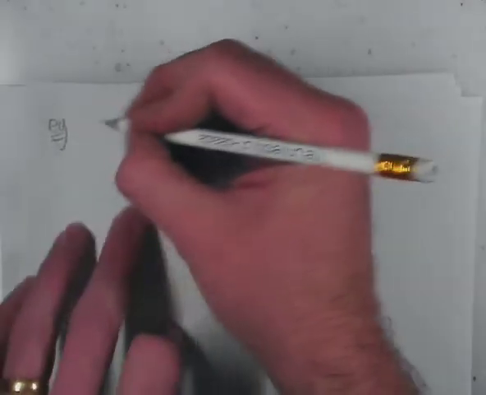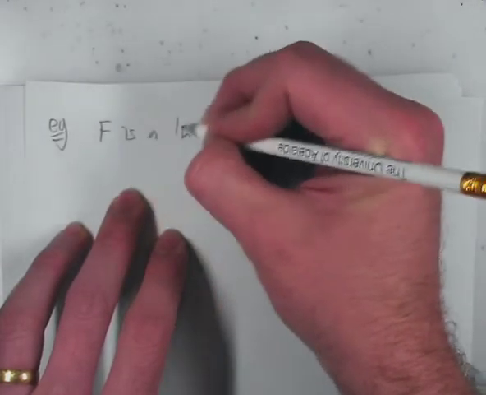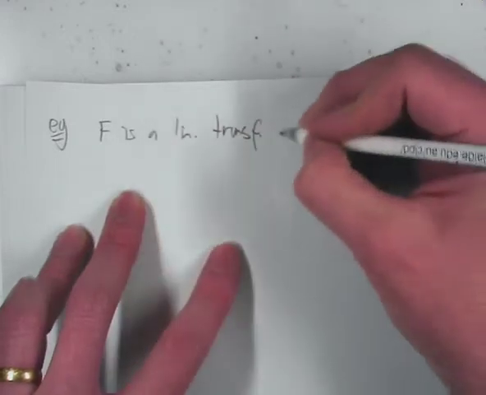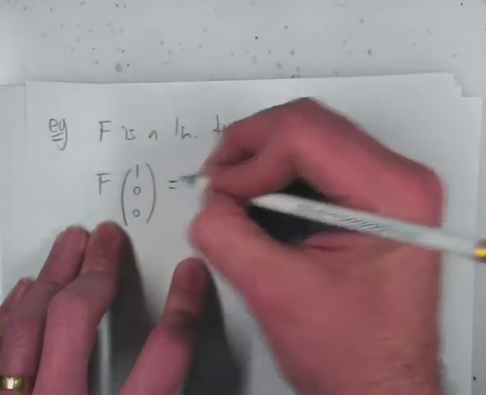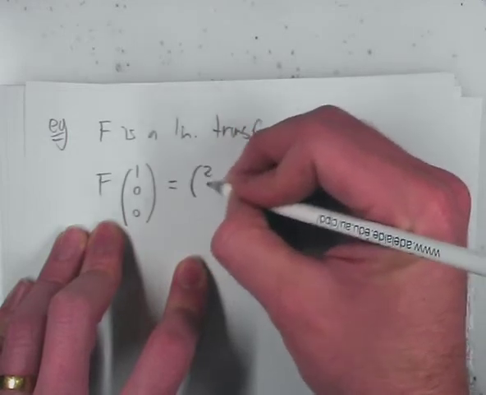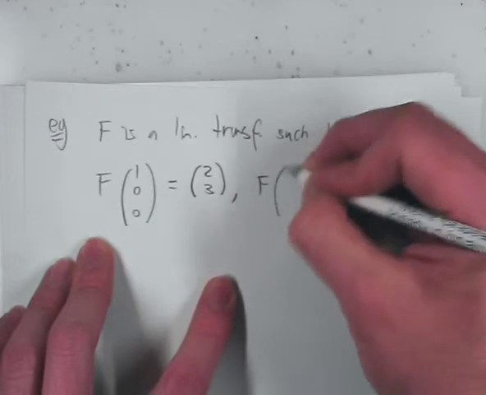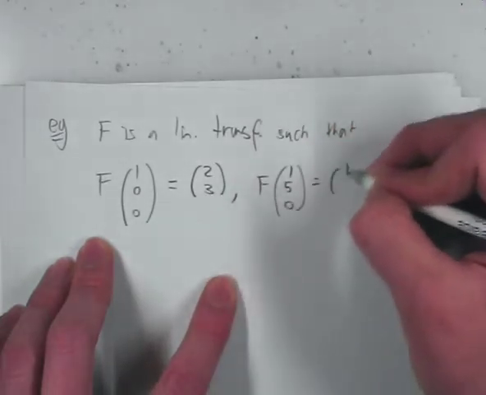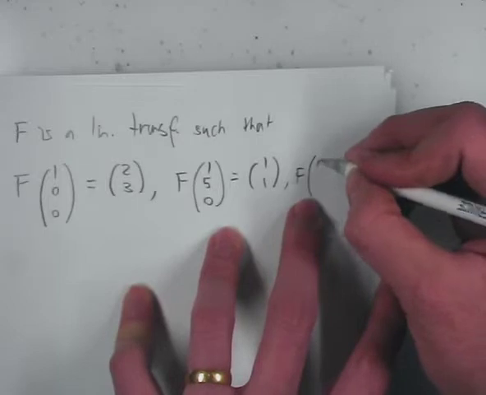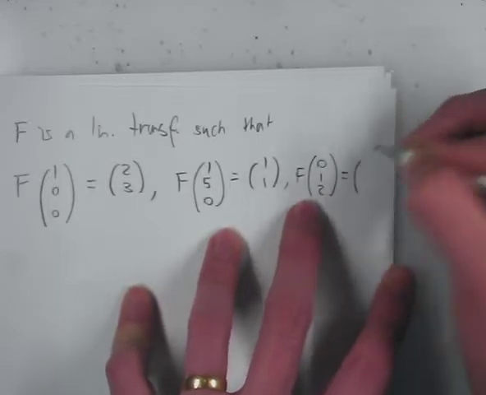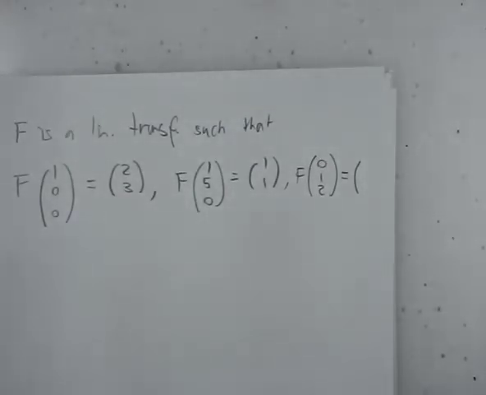Okay, so there's this awesome question, whether your lecturers think is awesome anyway, that goes like this. f is a linear transformation such that f of (1, 0, 0) is (2, 3), and f of (1, 5, 0) is (1, 1), and f of (0, 1, 2) is whatever the hell it is. Just have to think that one through. Yeah, that's all right. It can be whatever I want.